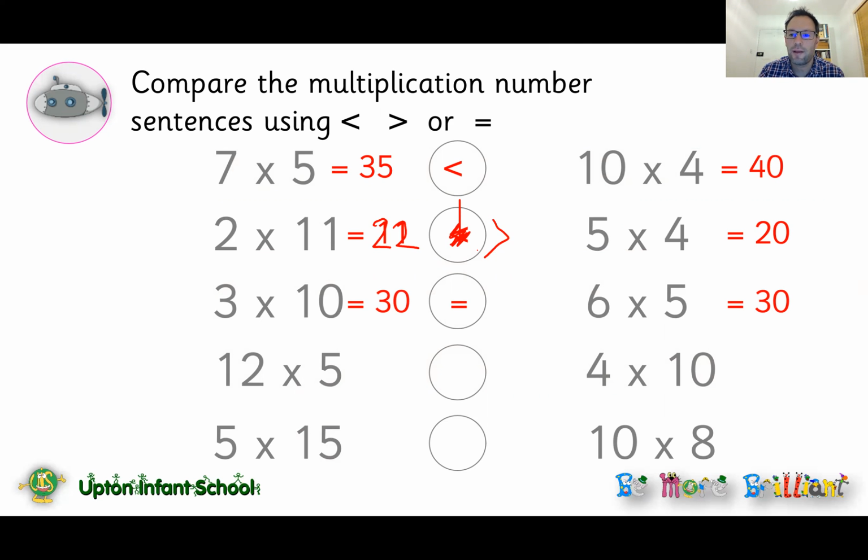12 times 5, that is 60. 4 times 10 is 40. 60 is greater than 40. Now, 5 times 15, it's not one of the numbers in our times table. It's gone a little bit beyond what we have practiced, but hopefully you've used your brains. You could work this out by going 10 times 5 is 50. 5 times 5 is 25, and put them together. So 5 times 15 is 75, and 10 times 8 is 80. 75 is less than 80. Well done if you got those ones right, and maybe you didn't even make mistakes like I did.